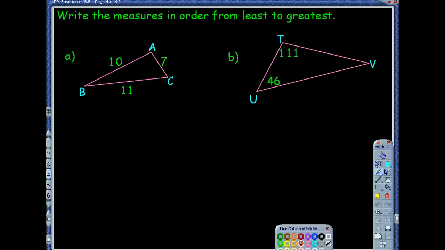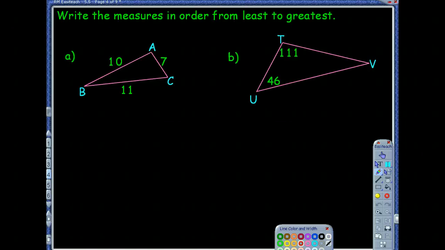All right, let's talk about this first triangle, triangle ABC. So we have the sides. We don't need to worry about listing the sides in order. You can if it helps you, if you wanted to talk about the opposite type things.